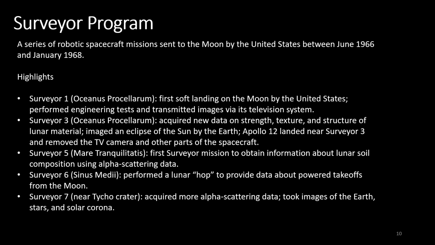Surveyor 7 landed near Tycho crater. It acquired more alpha scattering data and took images of the Earth, stars, and the solar corona.